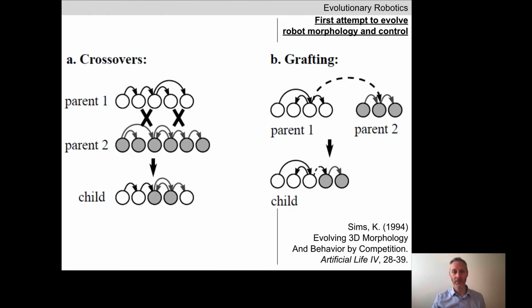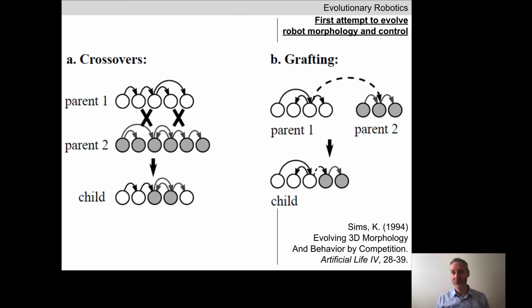All good? Okay. All right, so that's the genotype. So the evolutionary algorithm, as usual, starts with a population of randomly generated solutions. In this case, each solution in the population is a nested directed multigraph. Each genotype produces a phenotype of virtual robot.